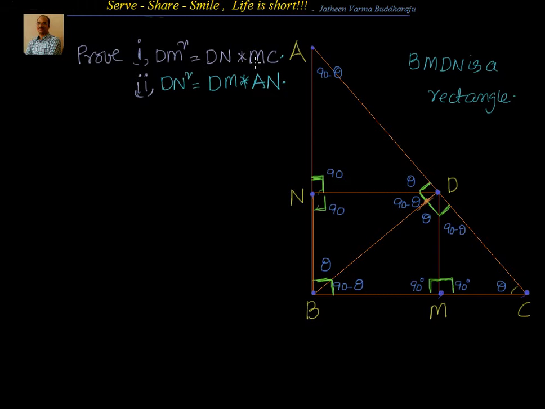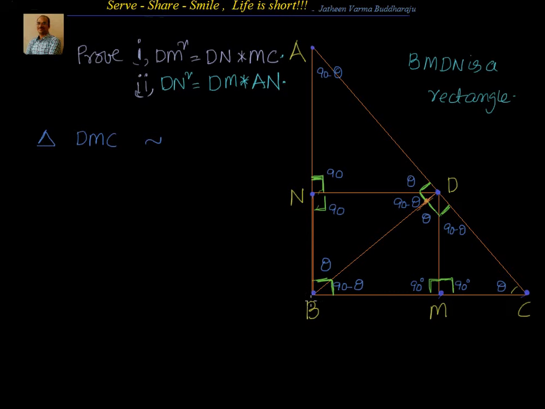I need DM square equal to DN into MC. Now where is MC? MC is in triangle DMC. So let me write down that first triangle we'll consider is triangle DMC. Now we have to take another triangle which is similar to DMC, and DMC when we took, we started with 90 minus theta, 90, theta. So we have to go in the same order for another triangle where we have DM and DN.